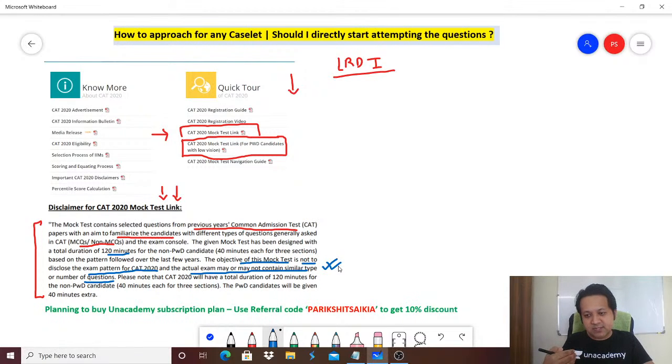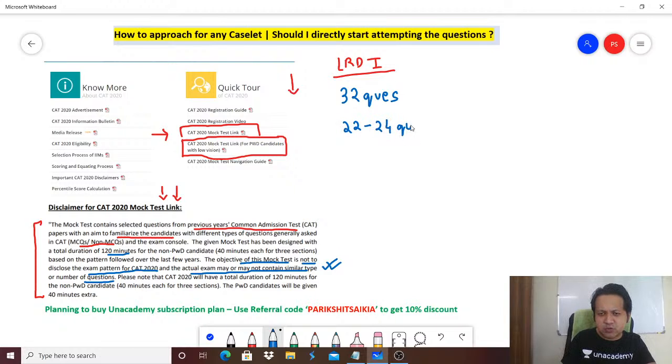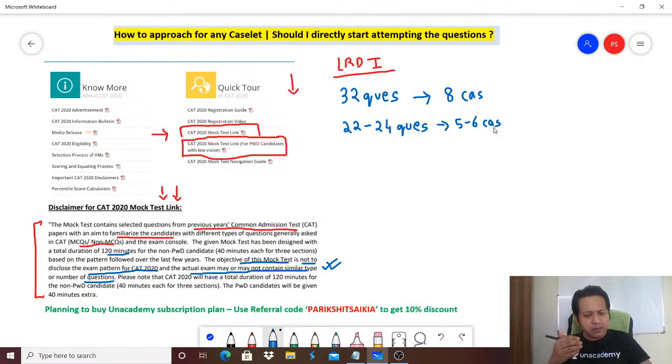Now, if they do not want to disclose, obviously in the LRDI section of your paper, how many caselets are we expecting? It is very difficult to answer. It might be we still have 32 questions, or it might be we have somewhere around 22 to 24 questions. In the first case, we would have basically 8 caselets, and in the second case, we will basically have 5 to 6 caselets.